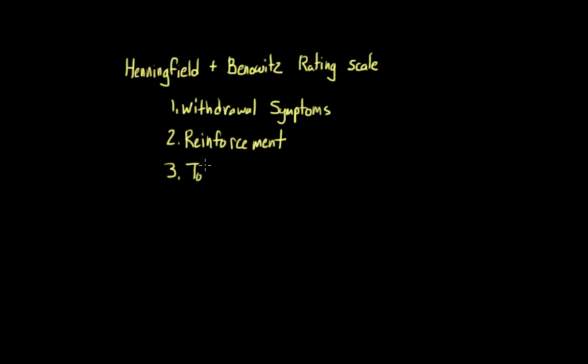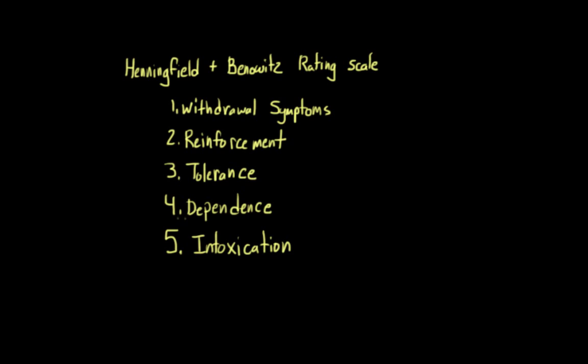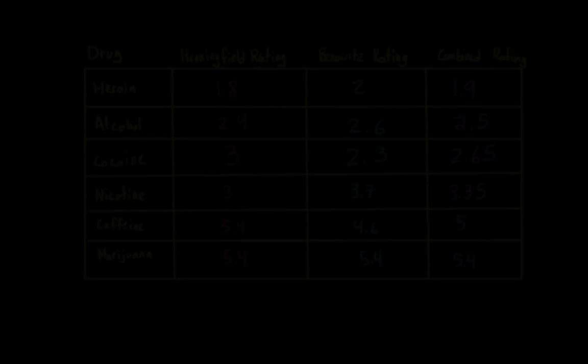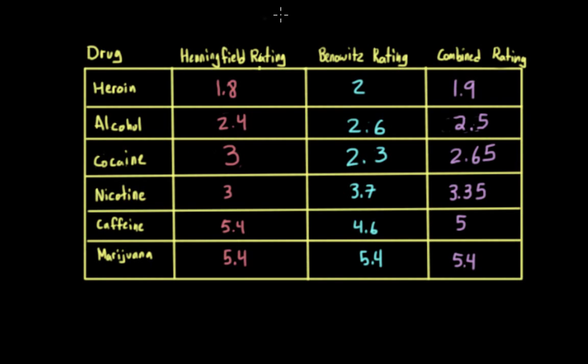3, the level of tolerance that the drug produces. 4 is the level of dependence, so how difficult it would be to quit, how many users are dependent, and how many people relapse. And 5, the level of intoxication produced by that drug. And so the scientists looked at a number of drugs, and they rated them on a scale of 1 to 6, with 1 being a stronger level, and 6 being the least. And so I have a chart here with the mean scores of each drug, as rated by each scientist, as well as a column here for a combined mean score.